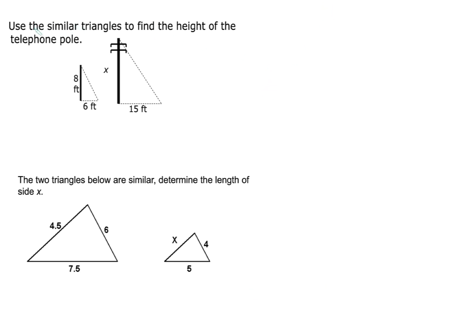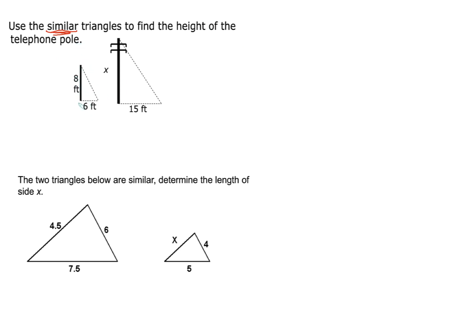So here it says use the similar triangles, and this is one of the things I noticed in the Tasc test. They'll always put the word similar in there, and if you see that word similar with triangles, you know you're going to have to use proportions. So use the similar triangles to find the height of the telephone pole. So notice I have two triangles.